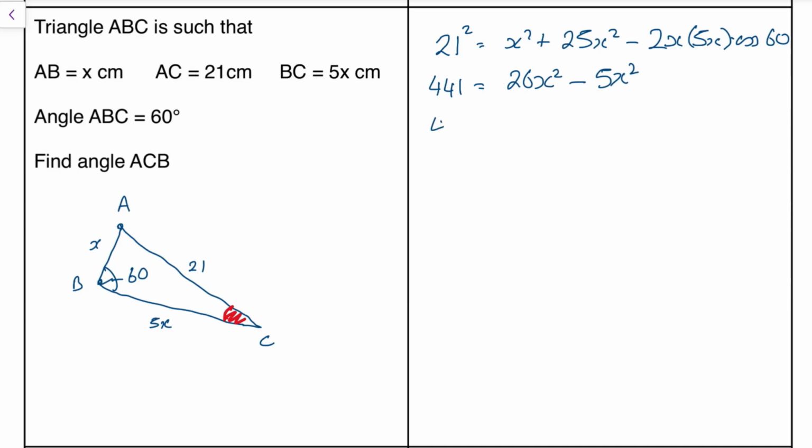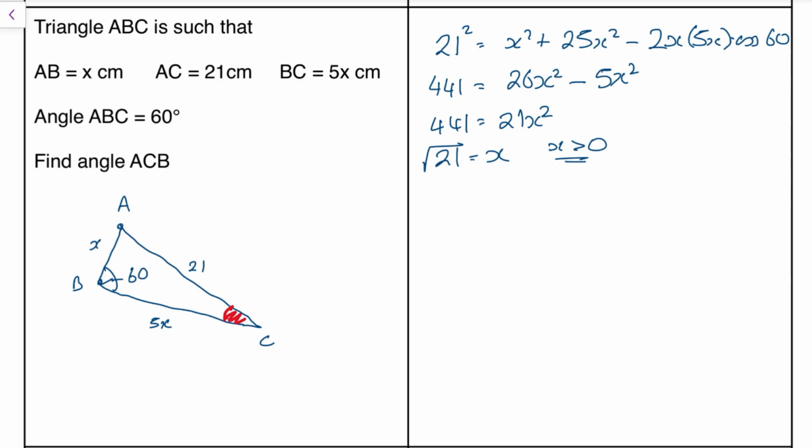So therefore, 441 is equal to 21x squared. Also good, because I know 441 divides by 21 and gives me 21. So in other words, 21 is equal to x squared, where x is greater than 0, and that's going to be the square root. Yes, good. Okay, happy with that. And then it says, what am I doing now? Find angle ACB. Let's do the sine rule now then.